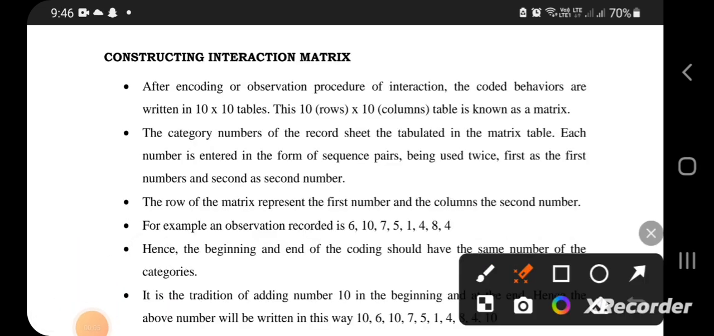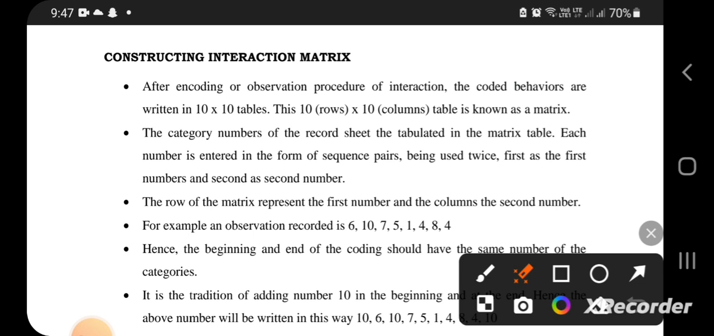Constructing the interaction matrix. After encoding or observation of the interaction, the coded behaviors are written in a 10 into 10 table. This 10 rows into 10 columns table is known as a matrix. The category numbers of the record sheet are tabulated in the matrix table. Each number is entered in the form of sequence pairs, being used twice: first as the first number and second as the second number.